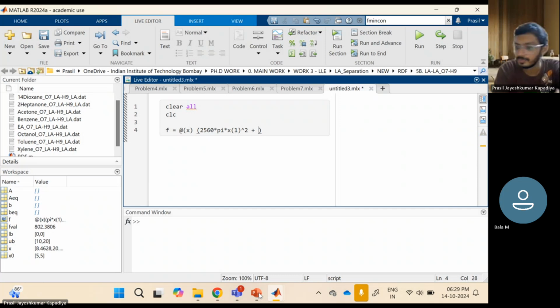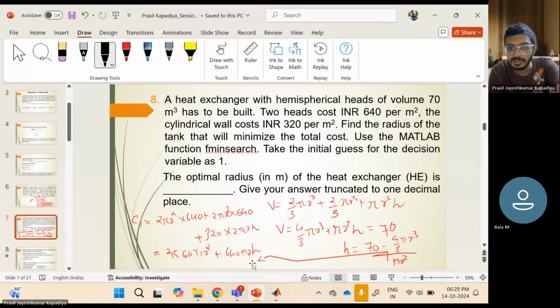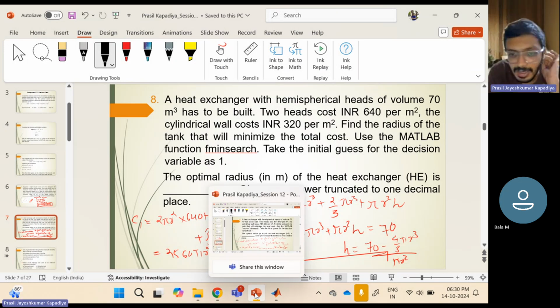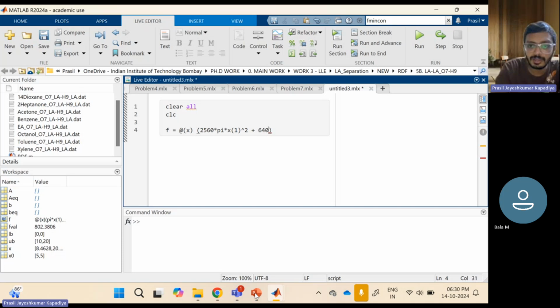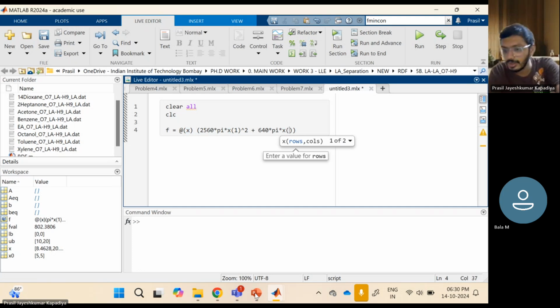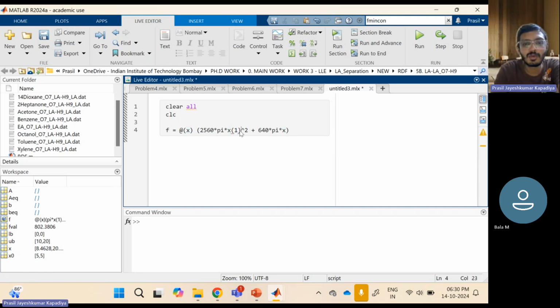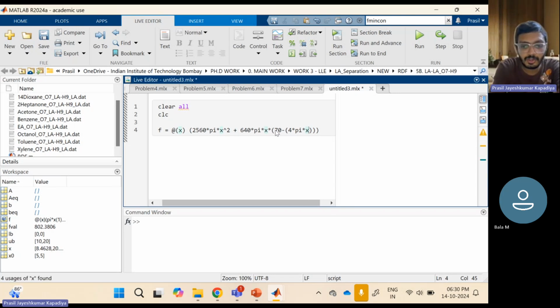plus this term, 640 into pi r into h. Let's write down like that only. Let's not modify anything. So that is 640 into pi into r. Actually, we don't need to do x of 1 and x of 2 because we just have one variable. So I can just write it as x into this term, 70 minus 4 into pi into x cube divided by 3.